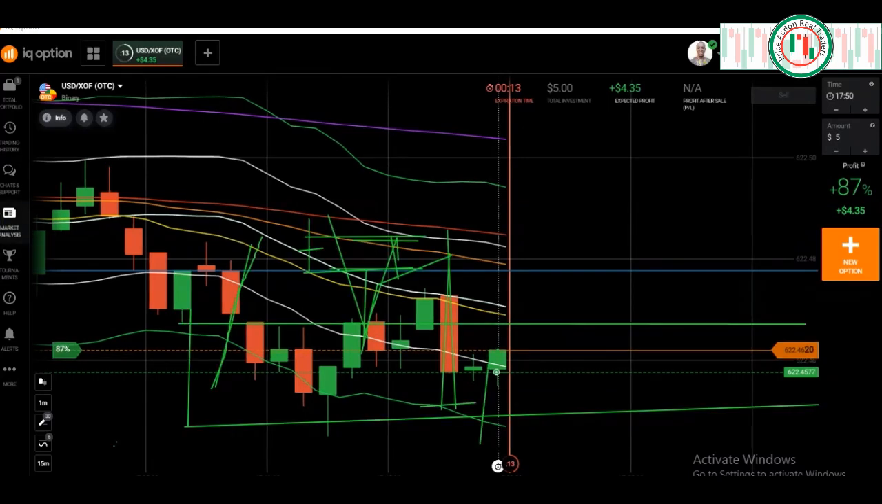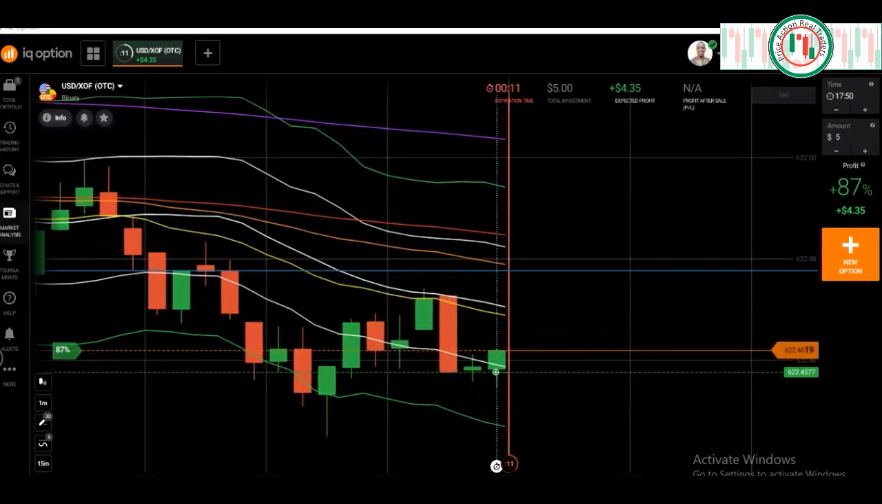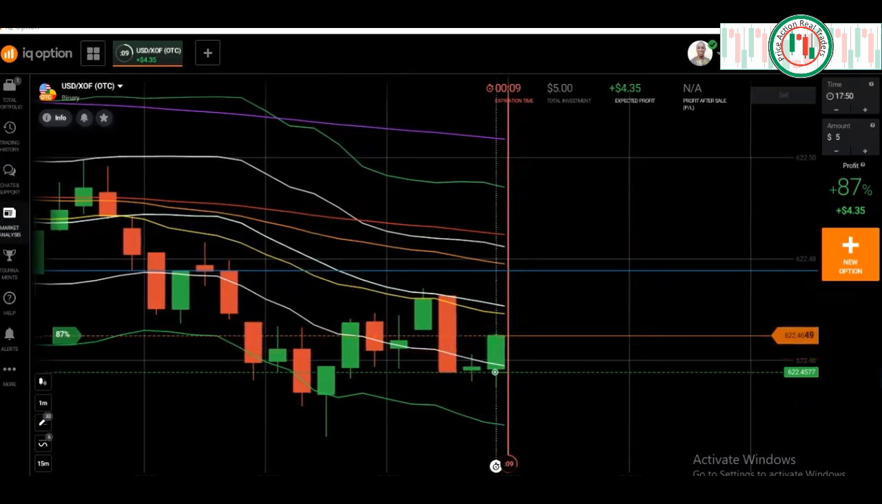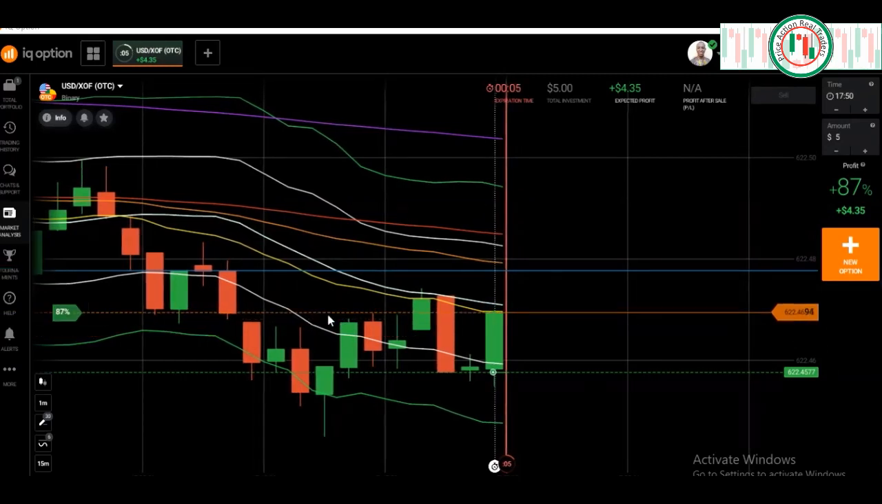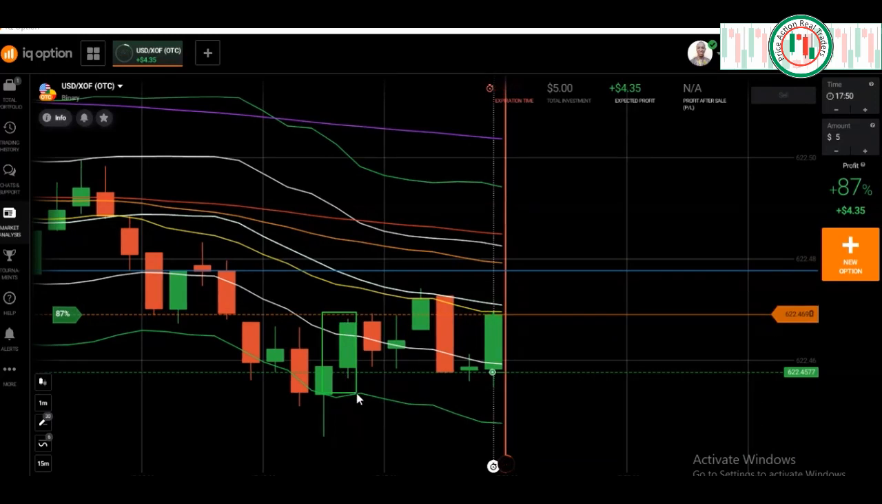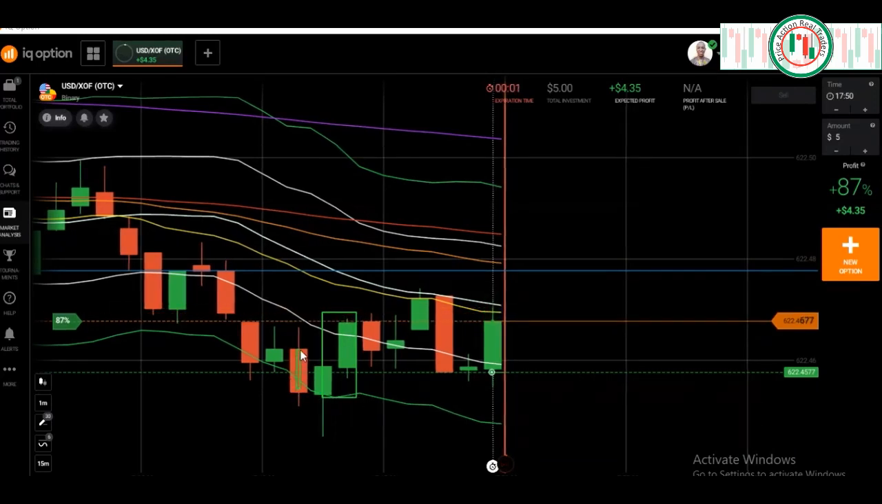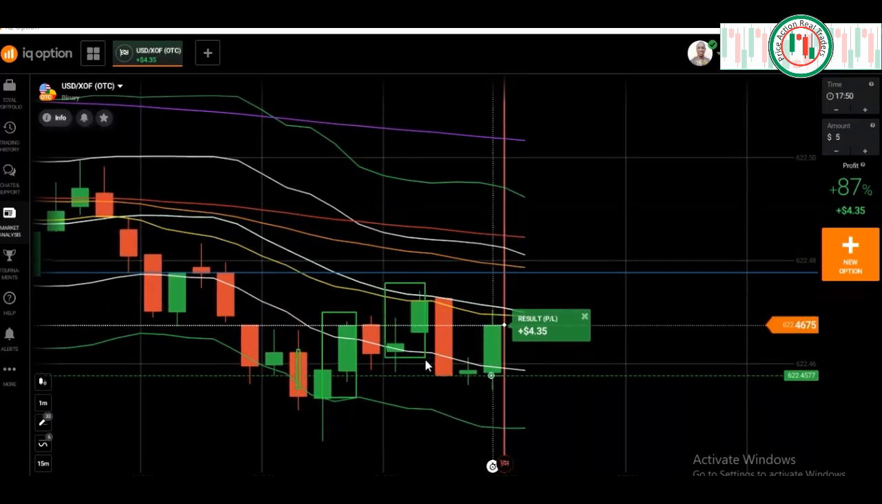So in candlestick math, this is engulfing. These two candles together engulf this one candle. These two candles engulf this one candle. So here is the zone, and here.